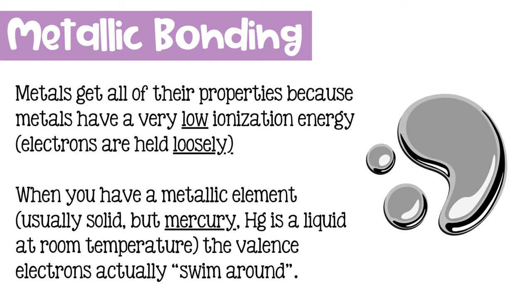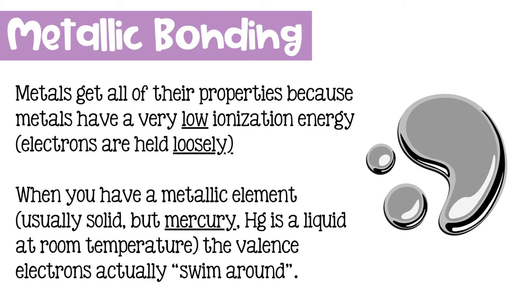So, the reason metals exhibit these properties is because their electrons are held very loosely. So that means they have a very low ionization energy. It doesn't take a lot to get them to give up their electrons. Now, keep in mind, almost all metals are solids at room temperature, except for mercury. Hg is an exception because it is a liquid at room temperature.